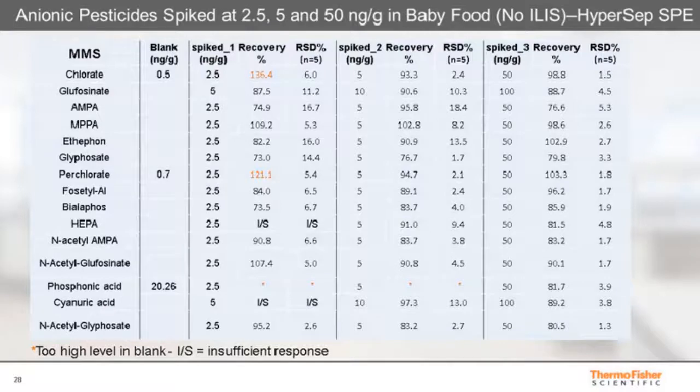This table shows the results using the conventional approach to validation, testing a single sample matrix at 3 different concentrations. All of the results are in compliance with the SANTE criteria, except chlorate and perchlorate at 2.5 nanogram per gram and phosphonic acid at 10 nanogram per gram, and only because of residues in the blank.